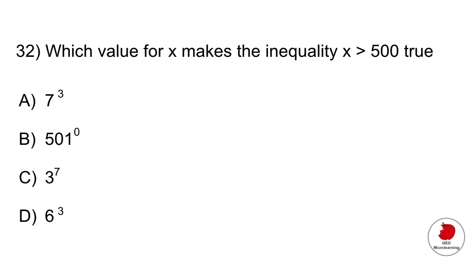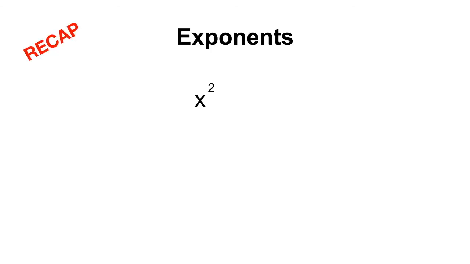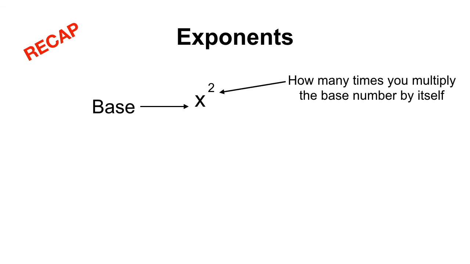All right, next question is inequalities. Okay, so it says which value for x makes the inequality x greater than 500 true? All right, so let's quickly remind ourselves about exponents. Whenever you have an exponent, you basically have a situation like that where x represents your base number, and the exponent represents how many times you have to multiply that base number by itself.